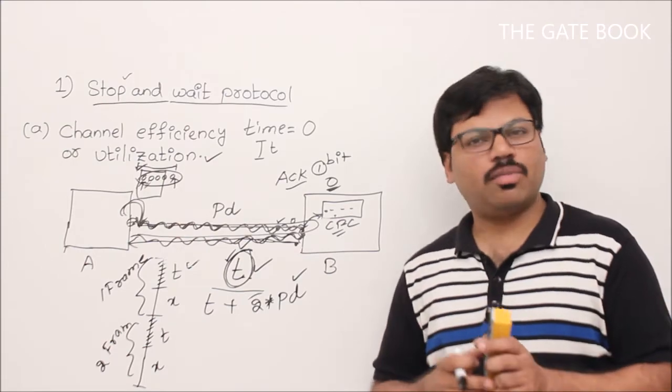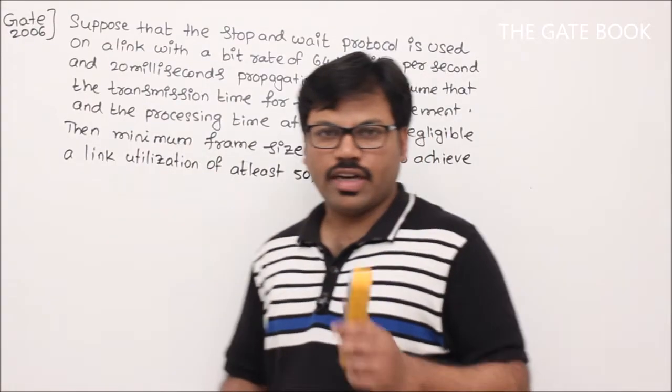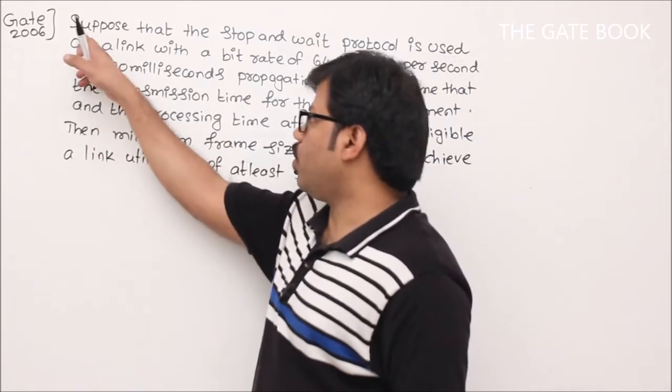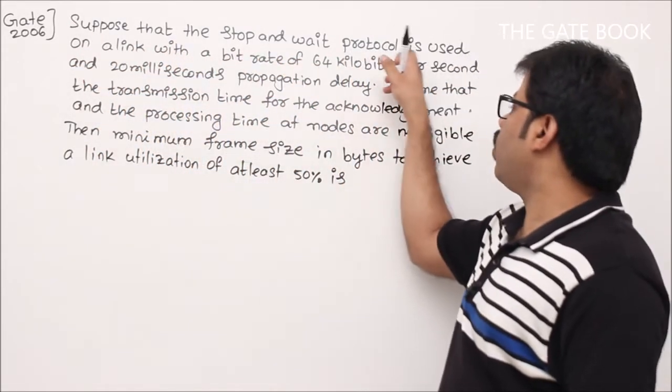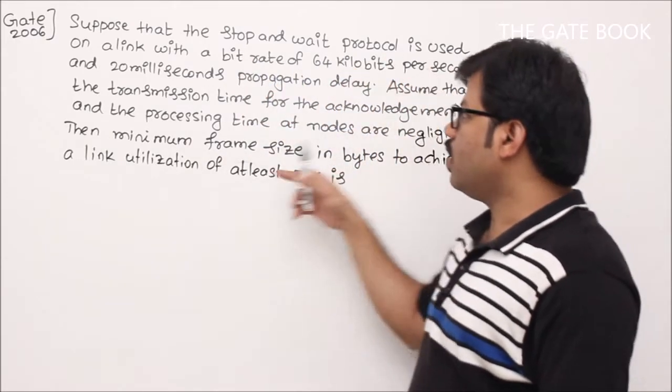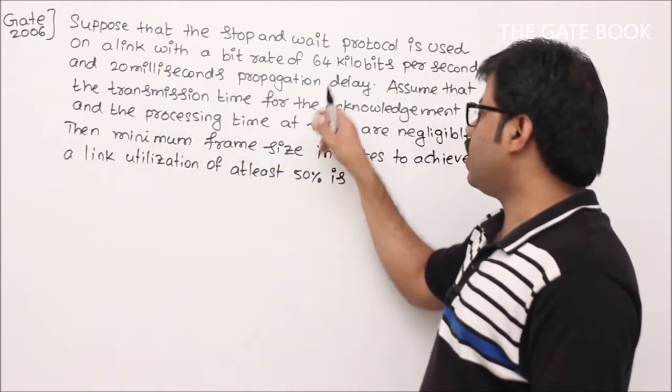Okay, we'll see one numerical problem related to this. Let's solve one problem related to the channel utilization of the stop and wait protocol. Suppose that the stop and wait protocol is used on a link with a bit rate of 64 kilobits per second and 20 milliseconds propagation delay.